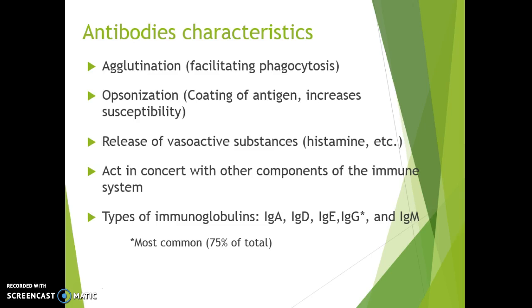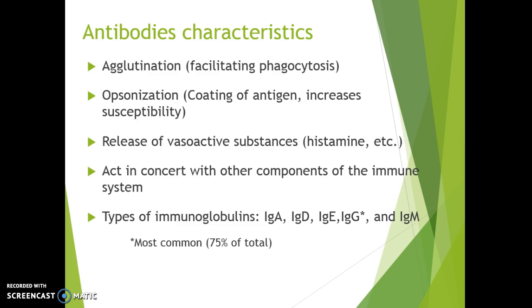So here are some characteristics of antibodies. Agglutination, that's the facilitating phagocytosis, which is that capacity to engulf the antigens. Let me see if I can say this right. Opsonization, which is coating the antigens, which increases their susceptibility to the antibodies. The release of vasoactive substances like histamines. We'll learn more about that later. And all of these act in concert with other components of the immune system.